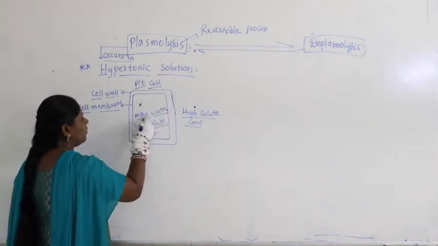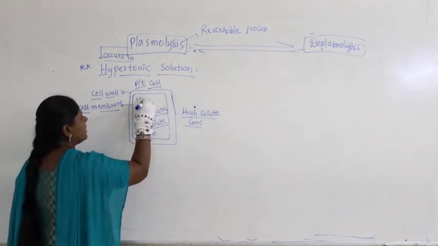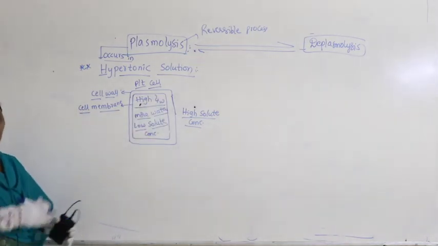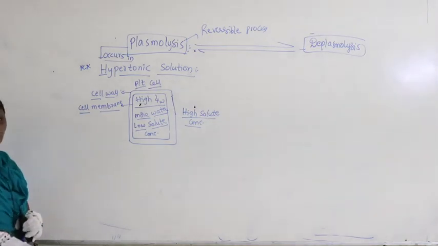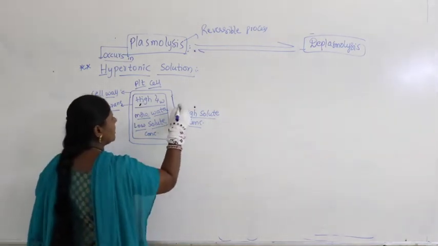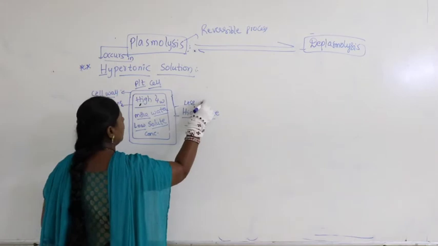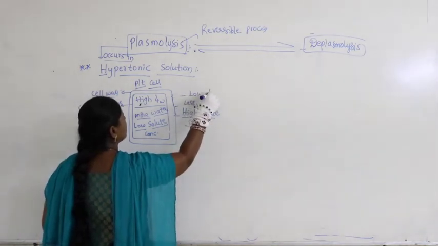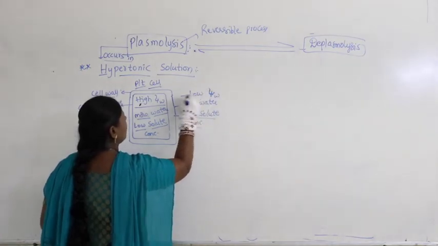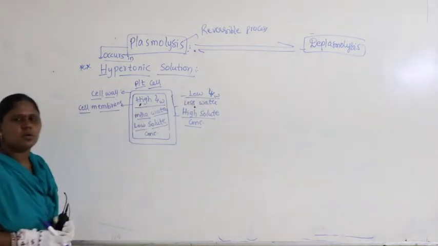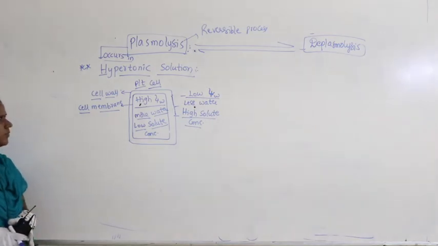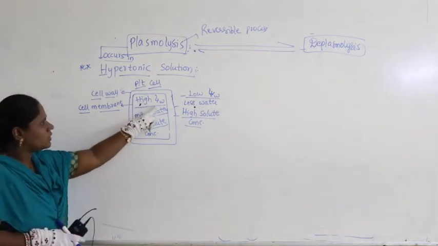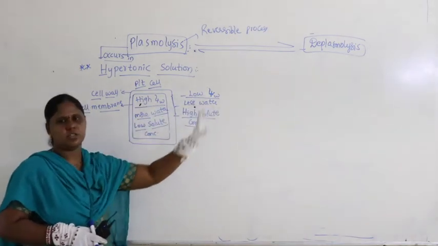Inside the cell you find more water, that means high water potential. Outside the cell, less water is there, and less water means low water potential. So where to where does movement occur here? Movement always occurs from higher water potential to lower water potential.